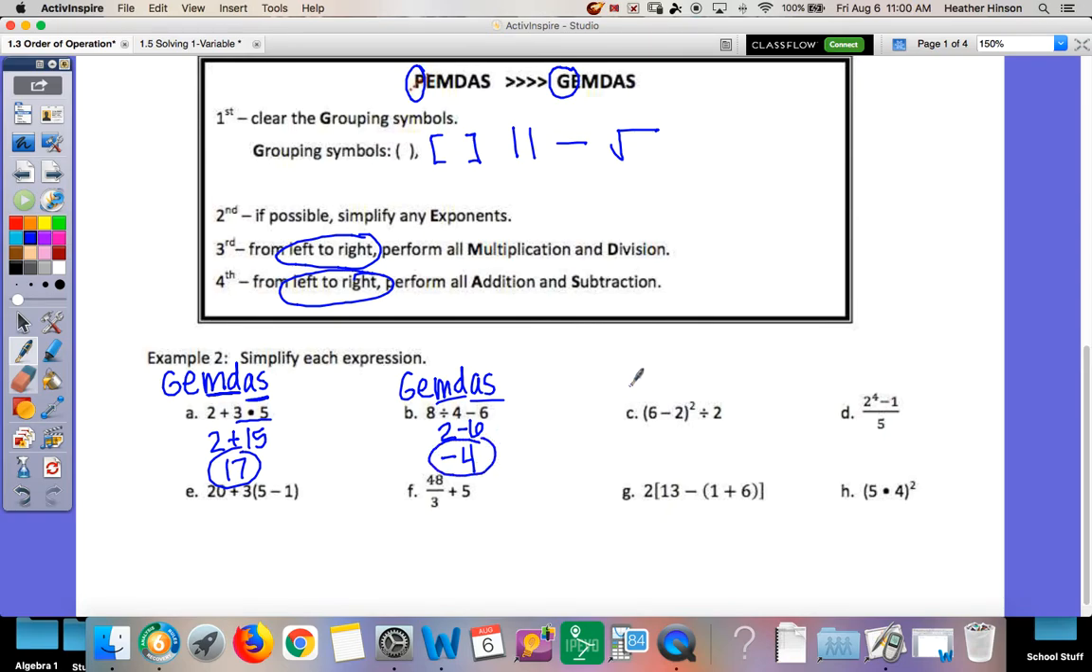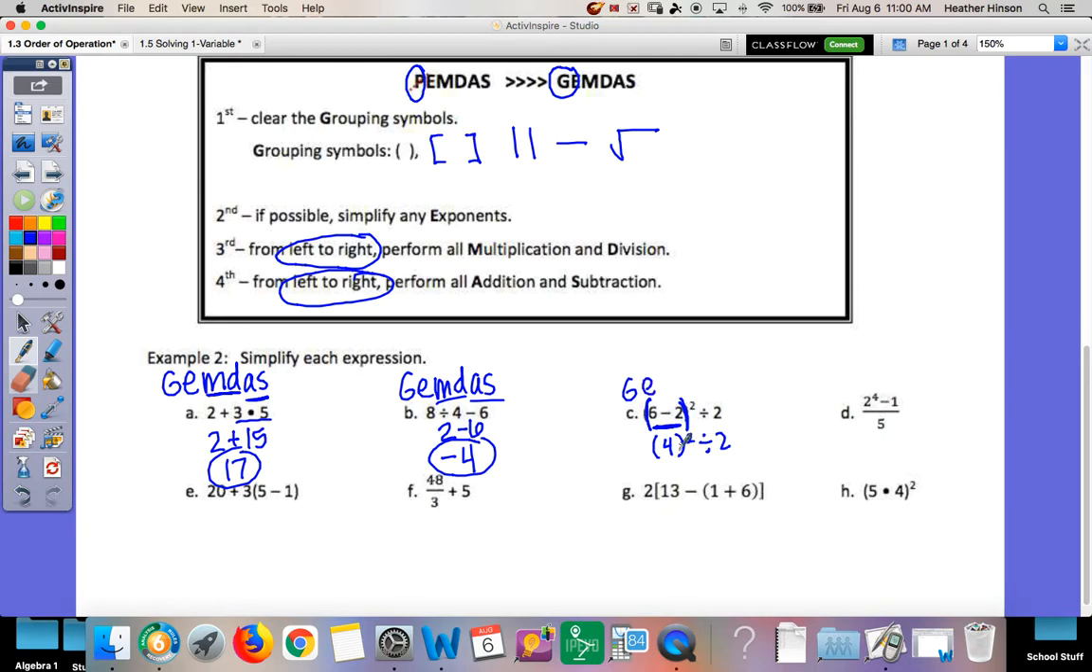Okay, C. Do we have any groups? Yes, we have these parentheses right here. The parentheses do not mean distribute into it or take the exponent. It means do what is inside. 6 minus 2. That is 4. And you can't work anything else out inside your group. So that is all for grouping.